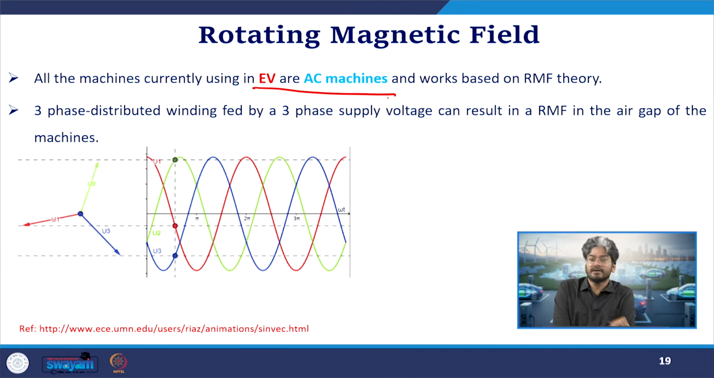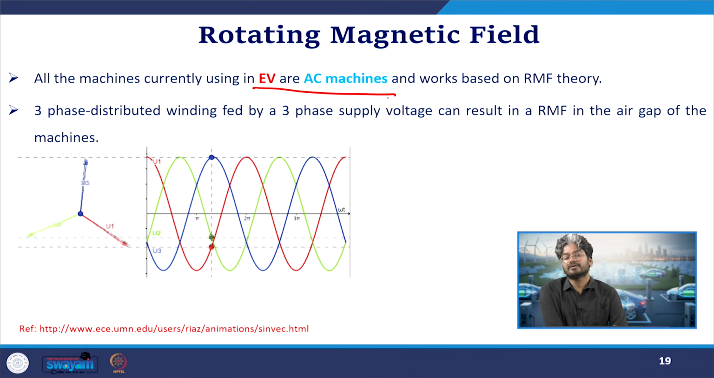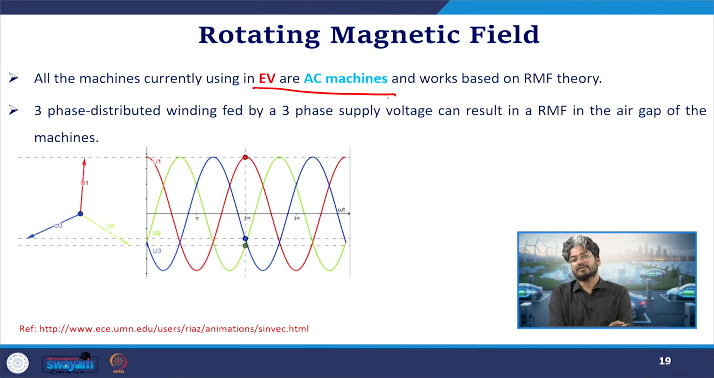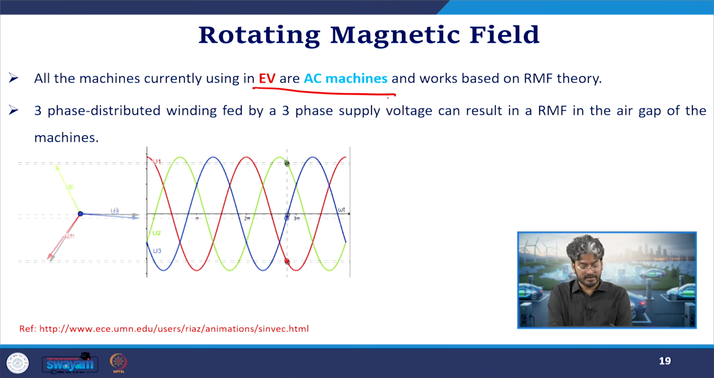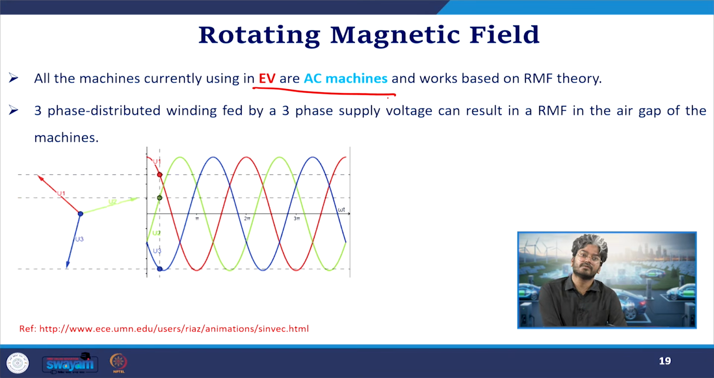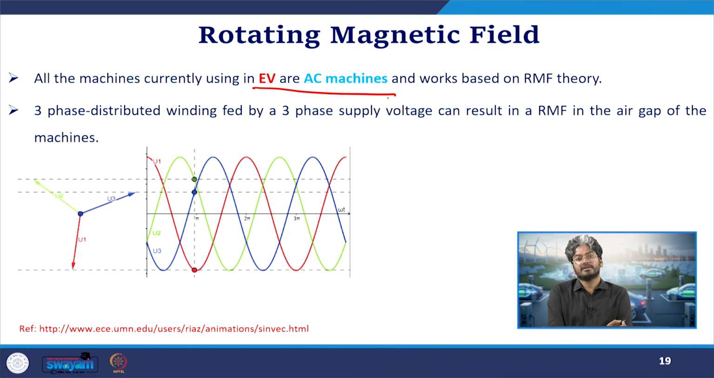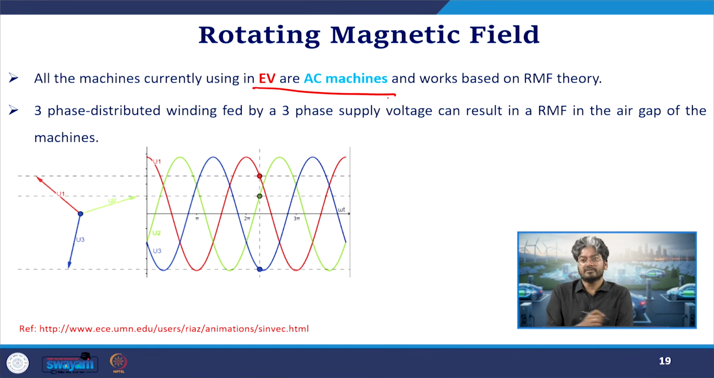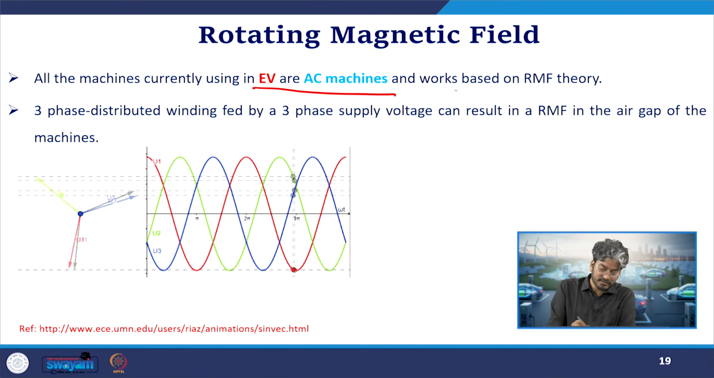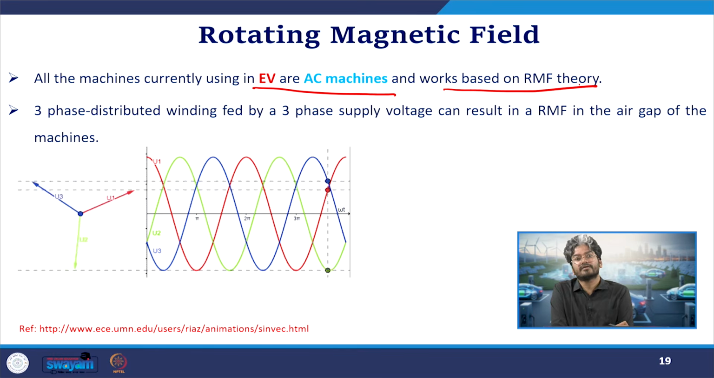Nowadays we have seen that we have stopped using our DC machines because induction machine and PMSM are well established technologies, or we have control techniques which give us better performance than the DC machines. So we go for AC machines. Now these AC machines work on the rotating magnetic field theory.